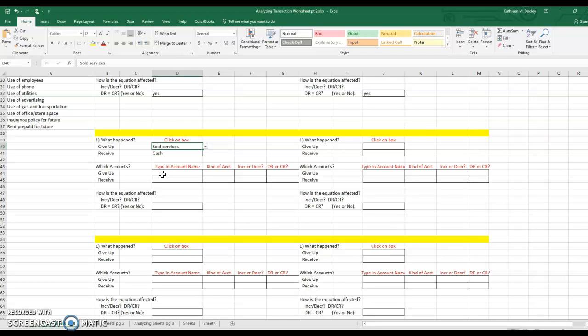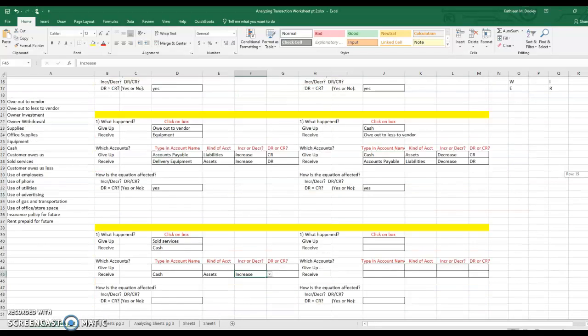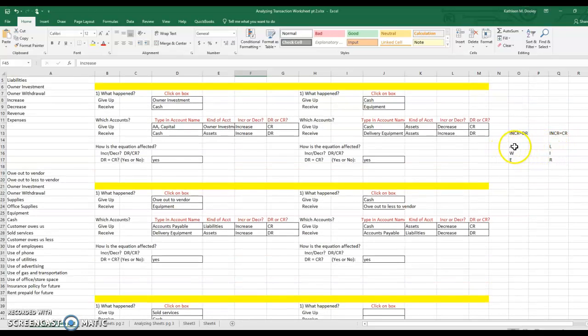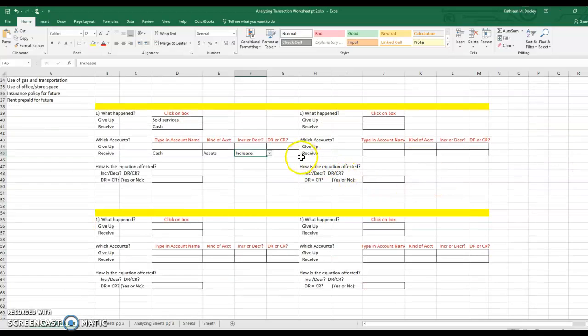All right, which account am I going to use for cash? In the receive section is cash, which we know is an asset. And do we have more or less of it? Well, we received cash and deposited it, so we have more cash. We have an increase in an asset. And we know from our little chart, for an asset, an increase is a debit, and we have an increase, so that's going to be a debit.